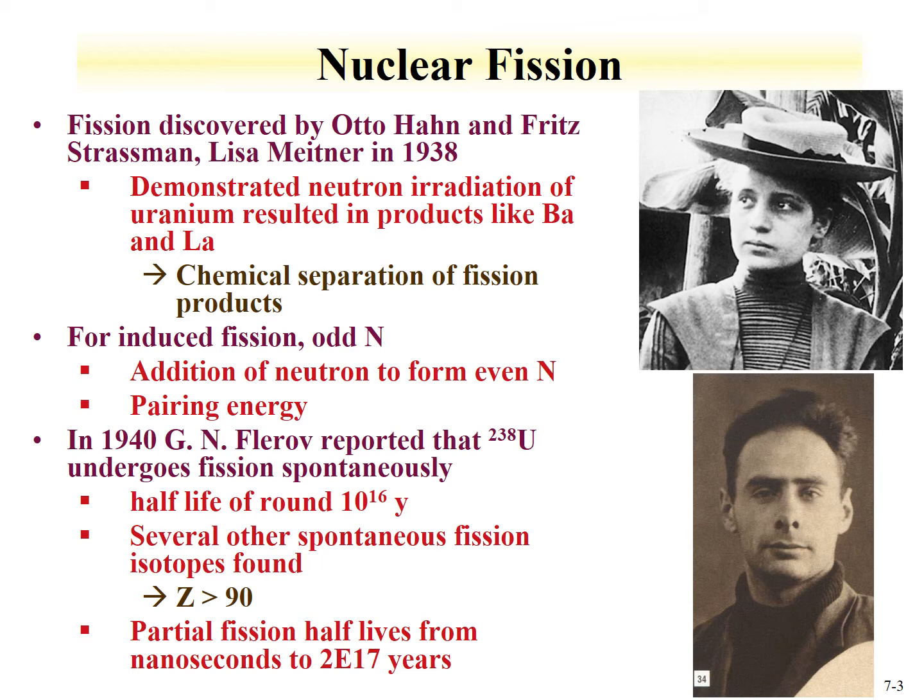In 1940, Georgy Flerov, who's pictured here, a Soviet scientist, reported that uranium-238 underwent spontaneous fission. So it fissioned on its own as basically another route of decay. Uranium-238 spontaneous fission half-life is around 10 to the 16th years. Remember, the half-life for that isotope is 4.5 times 10 to the 9th years. So the spontaneous fission half-life is much longer than the alpha decay half-life.